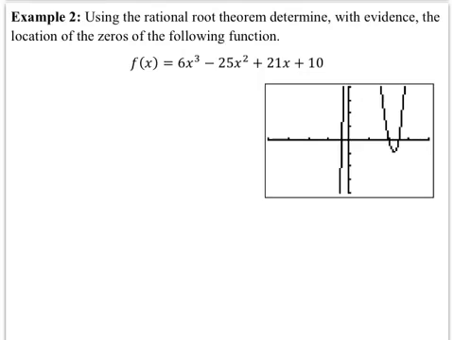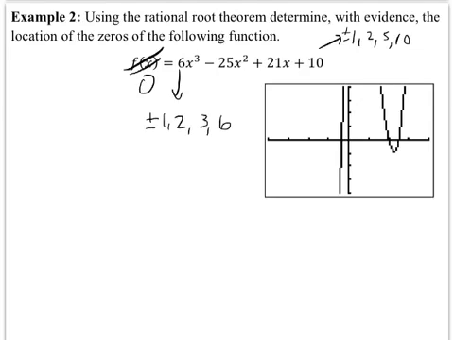Well, if we want to find the zeros of this function, we set it equal to 0. So let's set this equal to 0 now. And let's list all the p's and q's. Take a look. The factors of 10 are going to be 1, 2, 5, and 10, all positive or negative. So those are the numerators you can have. Factors of q are going to be 1, 2, 3, and 6, plus or minus.